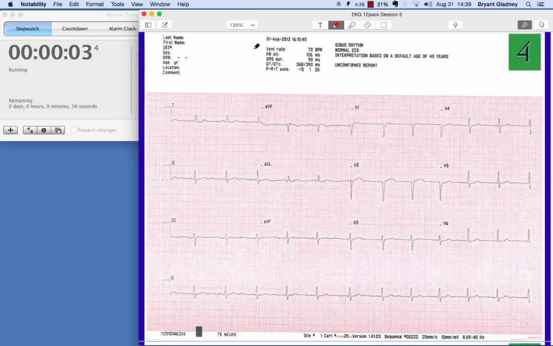Number 4, ventricular rate is 70. P for every QRS, QRS for every P. The rhythm is nice and regular. I don't see any dropped beats. I don't see any extra beats.